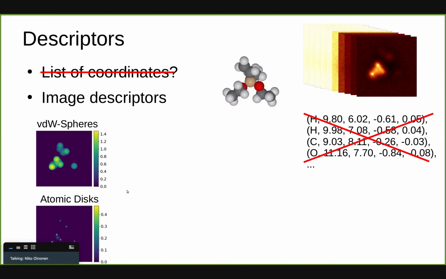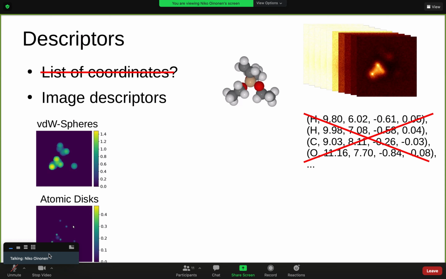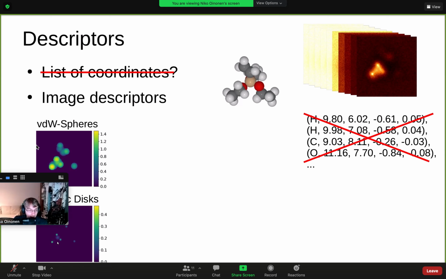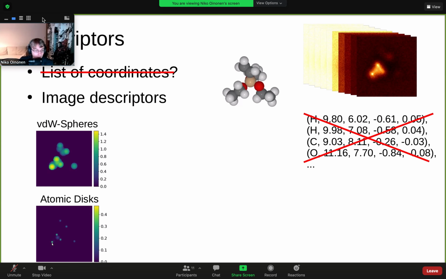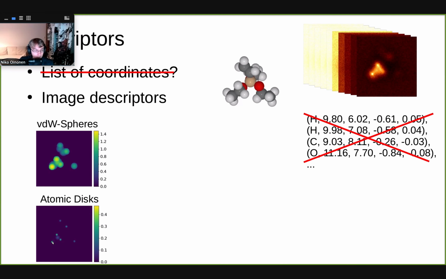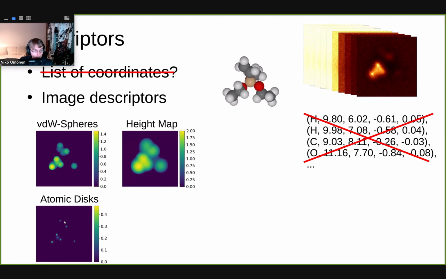The second one is the atomic disks, which has a fairly similar idea, except that the atoms instead are represented by these small disks, which are conically decaying from the center position. And again, the brightness means that it's closer. So this attempts to more accurately pinpoint the exact locations of the atoms.